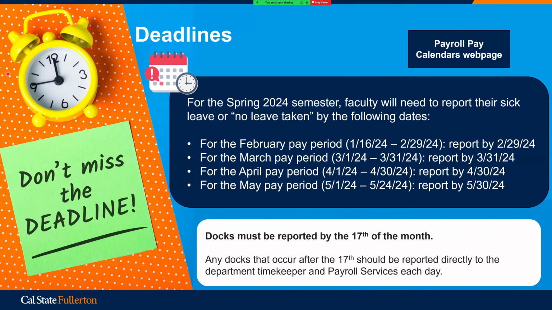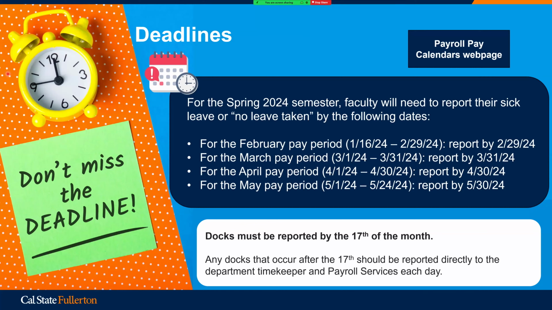You can report sick leave at any time during the month. You do not necessarily need to wait until the end of the month to report your sick leave. But of course, for no leave taken, it's advisable to wait until the last day of the month or your last day of work for the month. The ongoing list of pay period dates can be found on the Payroll Pay Calendars webpage. So on the presentation, there's a link to that webpage in the top right.